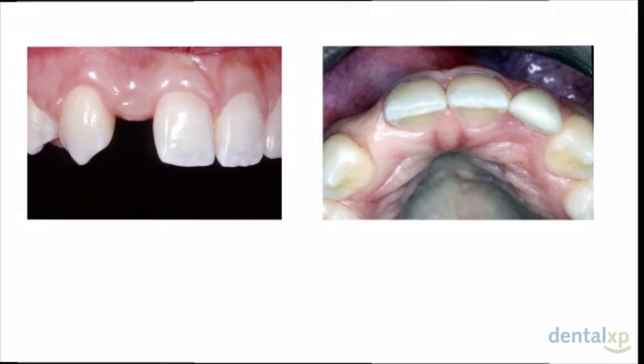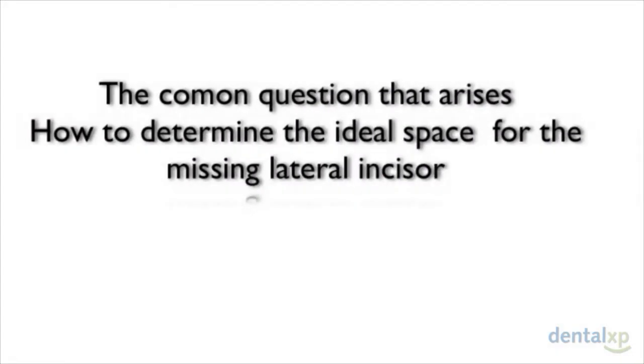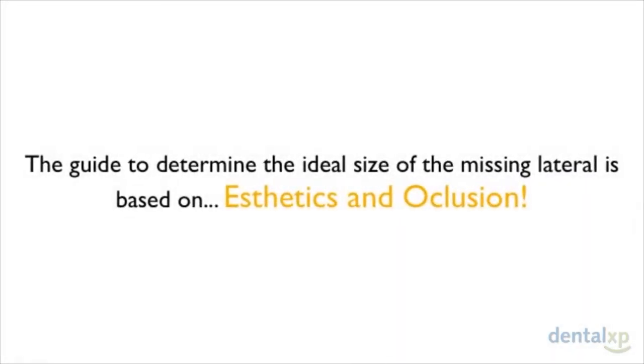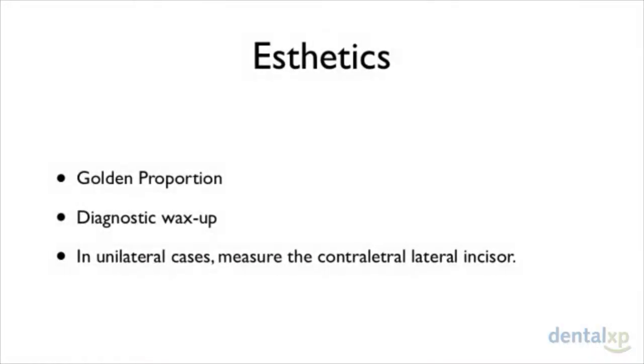Our next step now in the treatment is how to determine the ideal space for the missing lateral incisor. The key to determine the ideal space for a missing lateral incisor is based on aesthetics and occlusion. From the aesthetic point, we will base our analysis in 3 points: the golden proportion, the diagnostic wax-up, and in unilateral cases, the measure of the contralateral incisor.